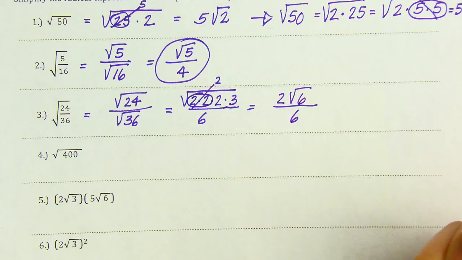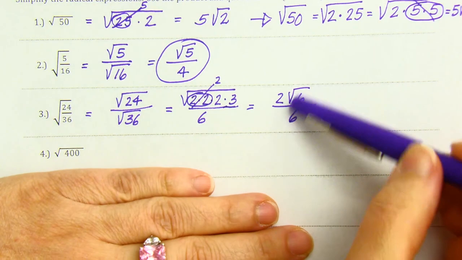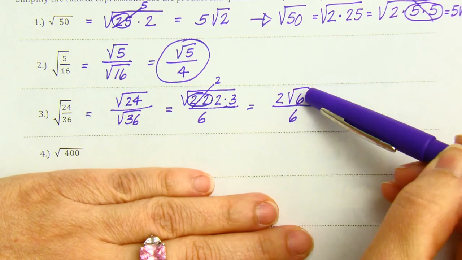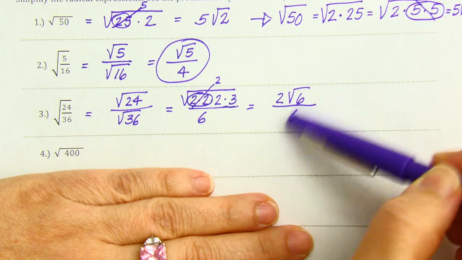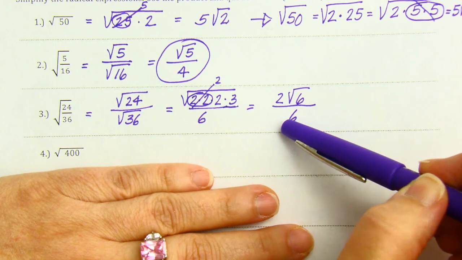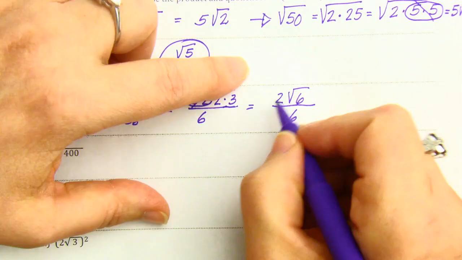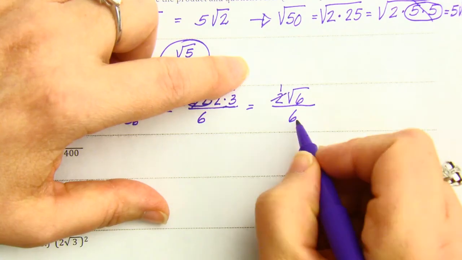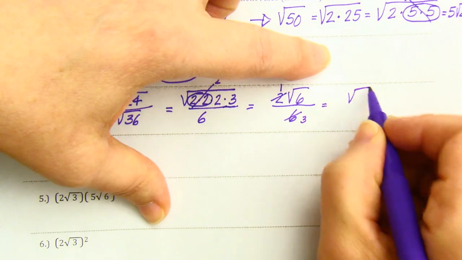Now, keep in mind, you cannot divide these 6's because this is inside a radical and this is outside a radical. So they cannot be divided. But since these are both outside, I can simplify this, and you must simplify this. 2 divides 2 one time, 2 divides 6 3 times. And so my final answer here is the square root of 6 divided by 3.